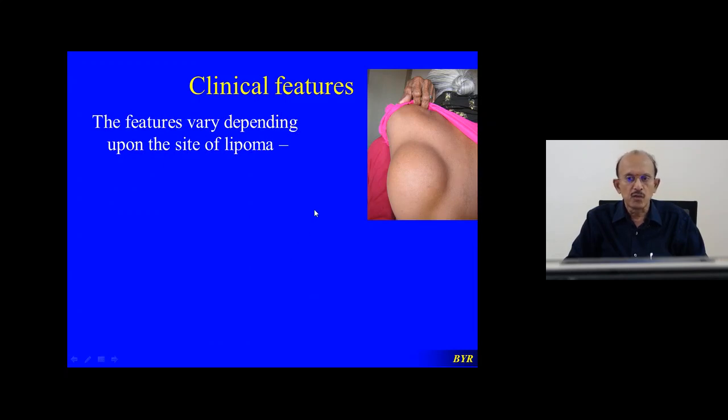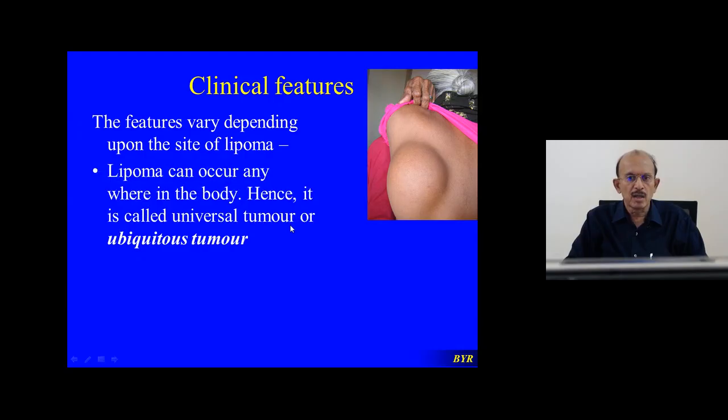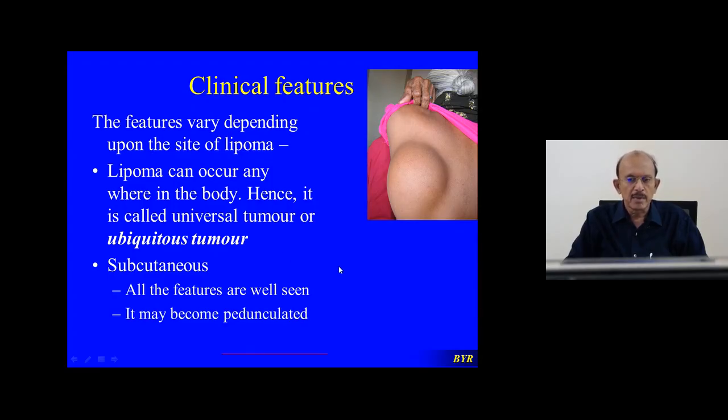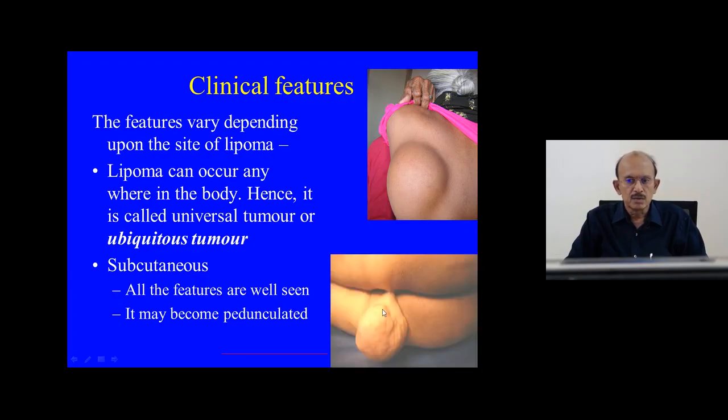The features also vary depending upon the site of the lipoma. Lipoma can occur anywhere in the body, hence it is called the universal tumor or ubiquitous tumor. It can be subcutaneous, which is more common. All the features that I just now described are present for the subcutaneous lipoma. It may become pedunculated. So you can see this pedunculated lipoma.